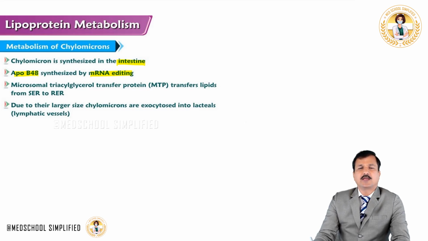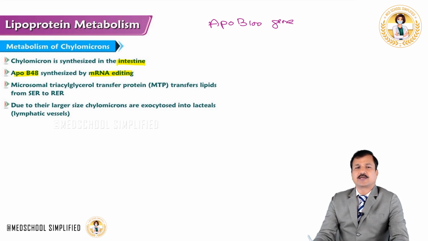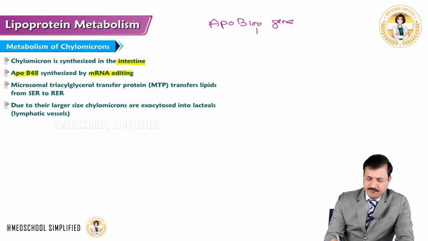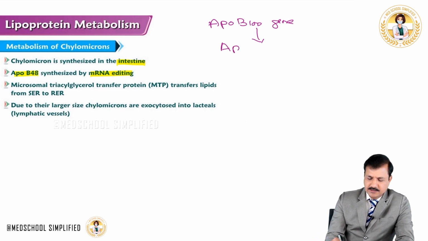So for the Apo B-48 protein, the gene is not an Apo B-48 gene, it is something else. And what is that? The gene that is coding for Apo B-48 protein is the Apo B-100 gene. This is something interesting. The Apo B-100 gene is expressed in the intestine, and after its expression we get Apo B-100 mRNA.